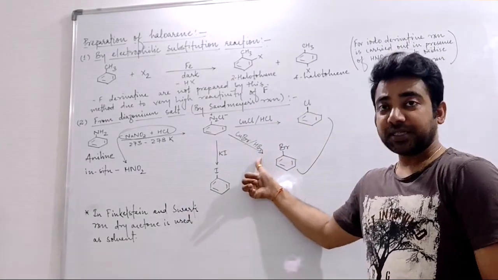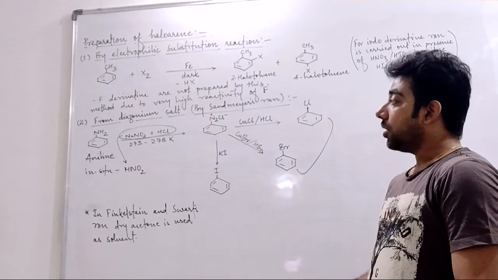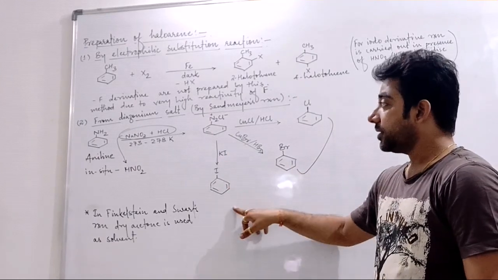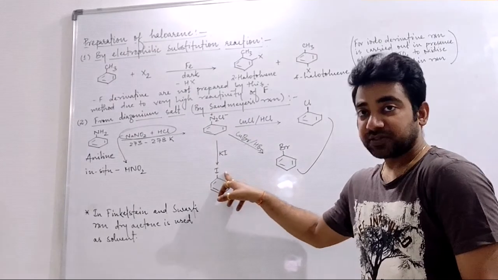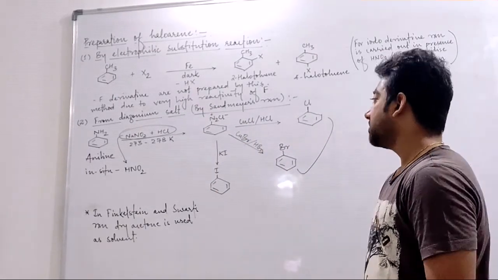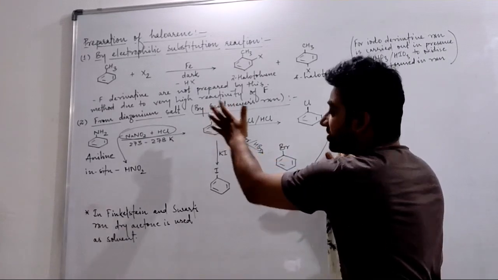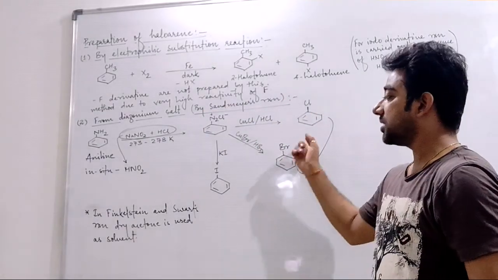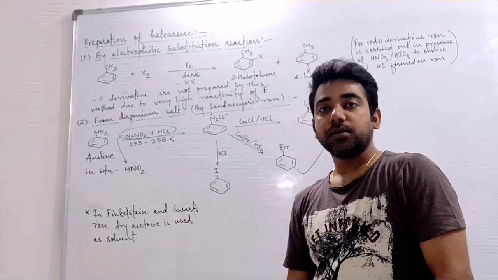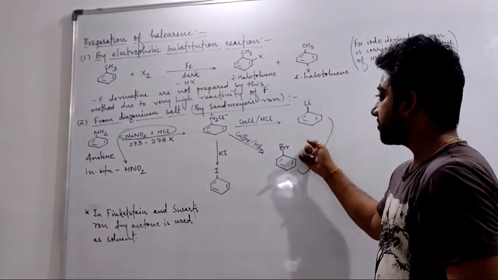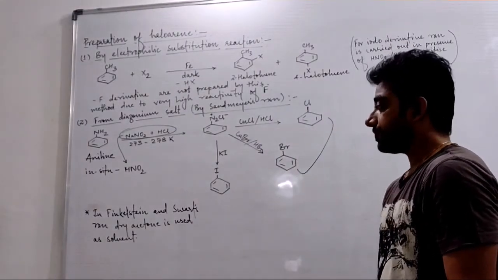cuprous bromide और HBr के साथ आपको मिलेगा ब्रोमोबेंजीन, और reaction with potassium iodide में this diazo group will be replaced by iodine, iodobenzene मिलेगा. Particularly ये दो reaction इस स्टेप से Sandmeyer reaction कहा जाता है. As the reaction was given by Sandmeyer, a chemist, so named after him Sandmeyer reaction.